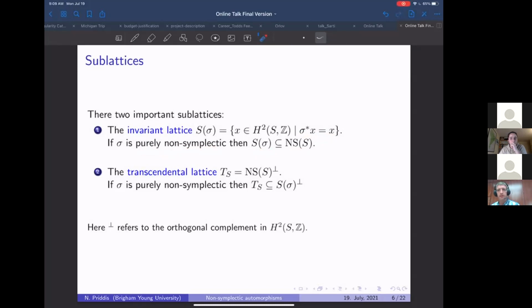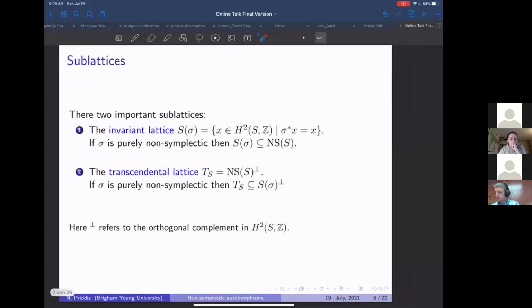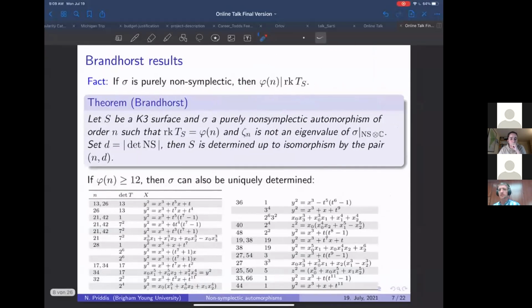The second lattice that will be important for this talk is called the transcendental lattice. It's just the orthogonal complement of the Néron-Severi group. Again, it's the orthogonal complement in H2 with respect to this bilinear form. And if sigma is purely non-symplectic of order n, then the transcendental lattice is orthogonal to the invariant lattice. So that's the end of the introduction.